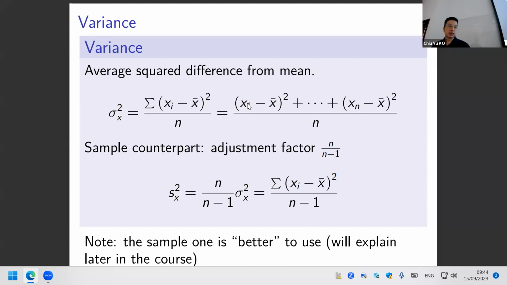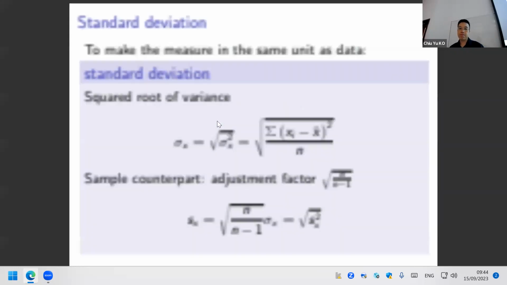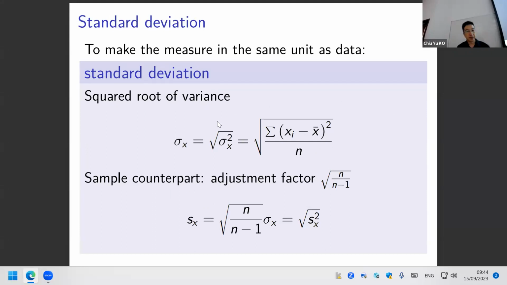Later you will see in Excel the two functions, VAR.P and VAR.S. Those are the functions we'll be talking about. And the standard deviation is the square root of variance. You have STDEV.P and STDEV.S as the two Excel functions for these. We will do that later as well.